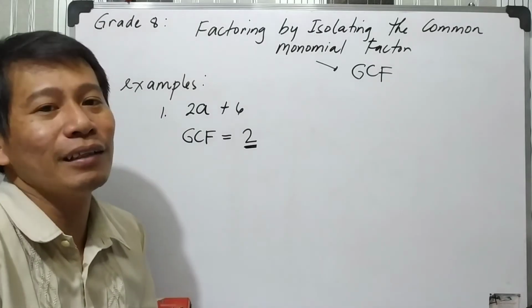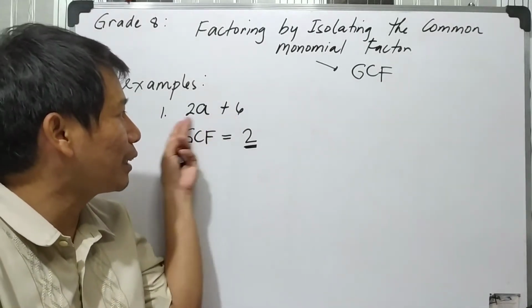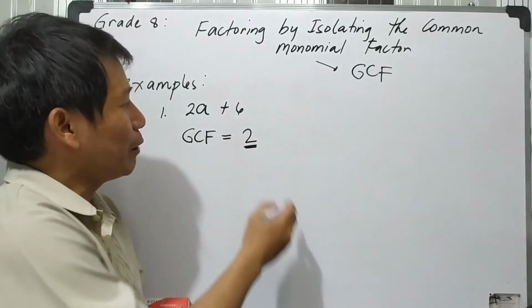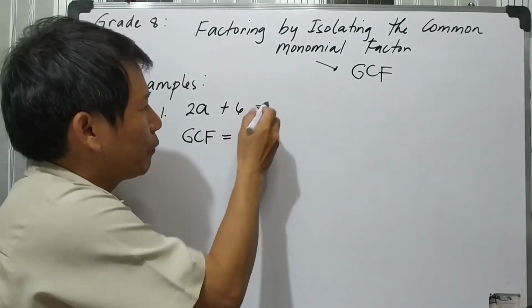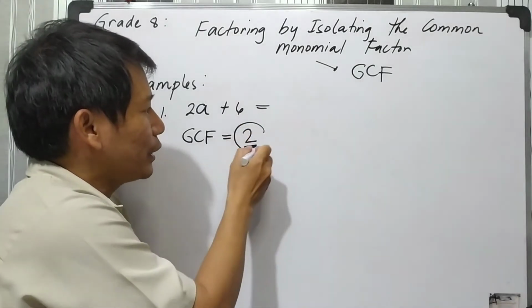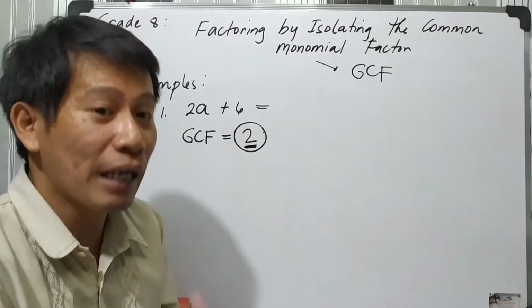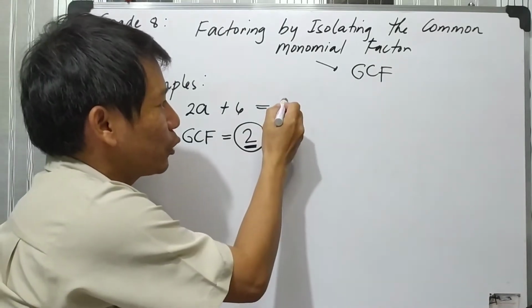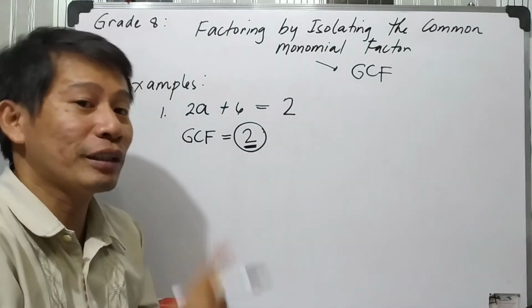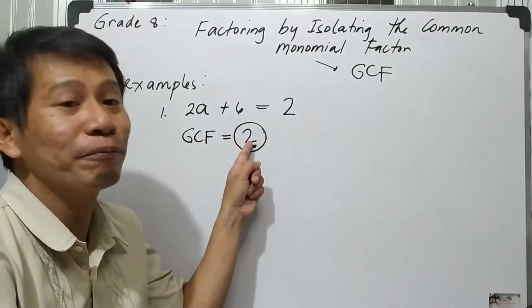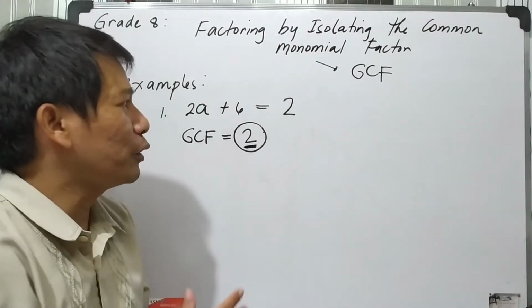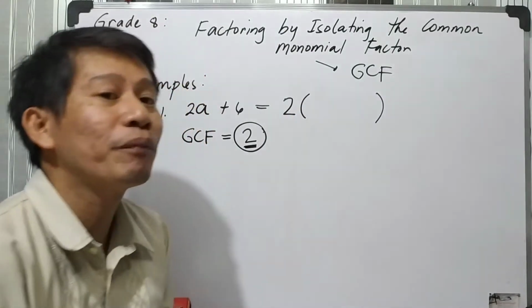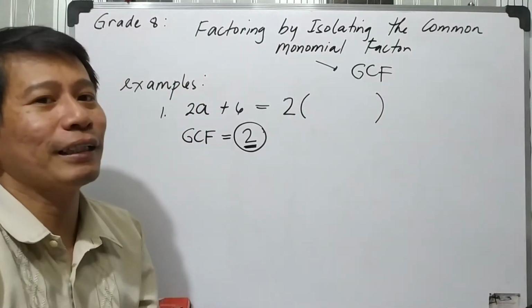So, once we have obtained the GCF of our terms, this GCF will now serve as one of the factors. So, you can now write it down. So, 2. That is already one factor, your GCF. Now, how are we going to get the other factor? Okay? The remaining factor.